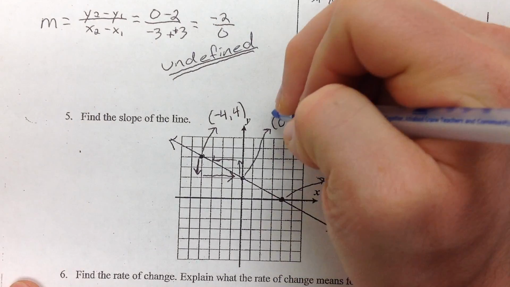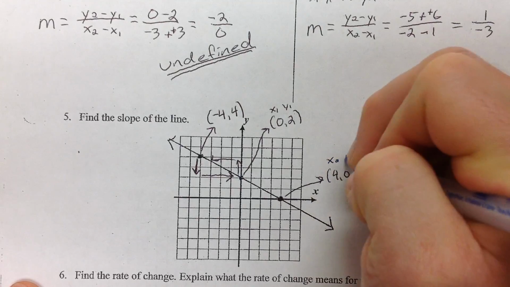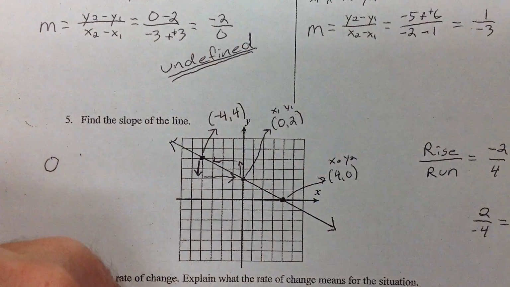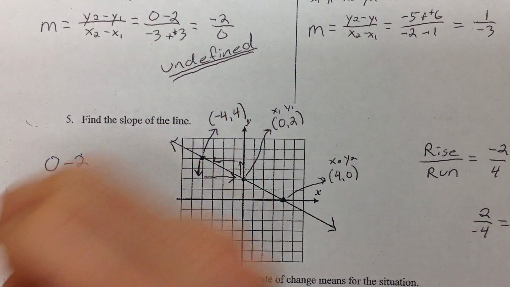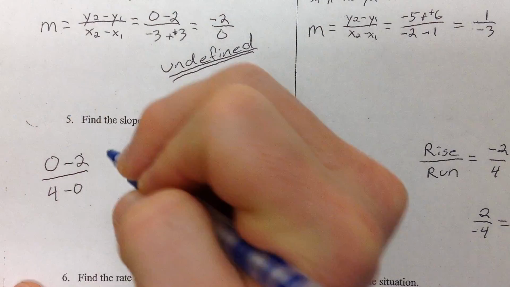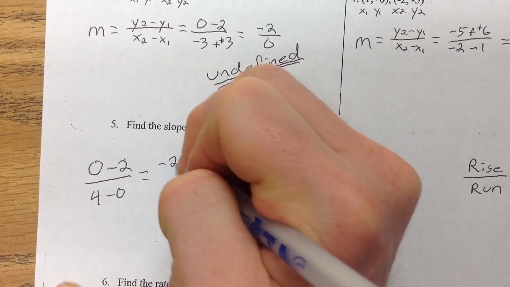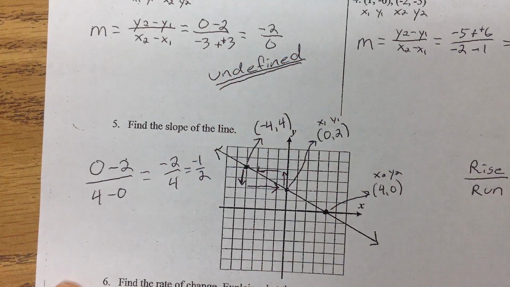Like, let's just do the slope formula quick. x1, y1, x2, y2. So if I do 0 minus 2 over 4 minus 0, I'm going to end up with negative 2 over 4, which is going to reduce to negative 1/2. So you can see I just did it 3 different ways, and every way gave me the same answer.